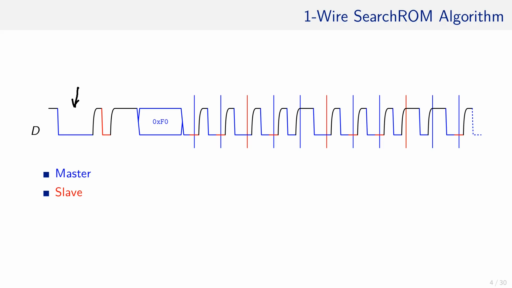to a known state. On the other hand, if one or multiple slaves manipulate the value on the wire, it is marked in red. This presence pulse, indicating to the master that there are indeed one or multiple slaves present on the bus, is an example for slaves accessing the wire.